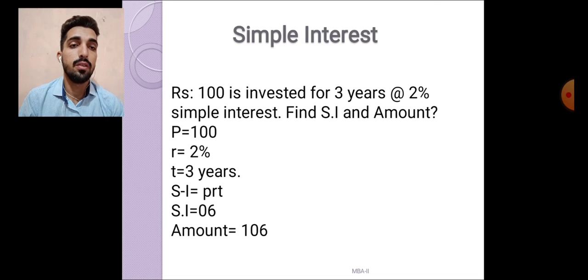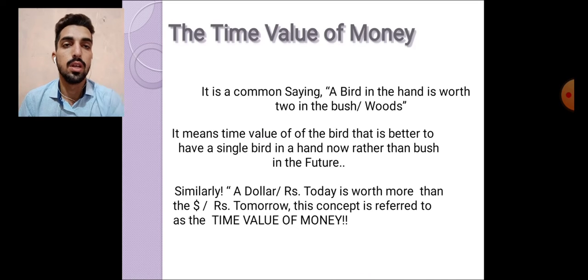Rs 100 is invested for 3 years at 2% simple interest. Find SI and amount. P is 100, R is 2%, T is equal to 3 years. SI is equal to 6. Amount is 106.